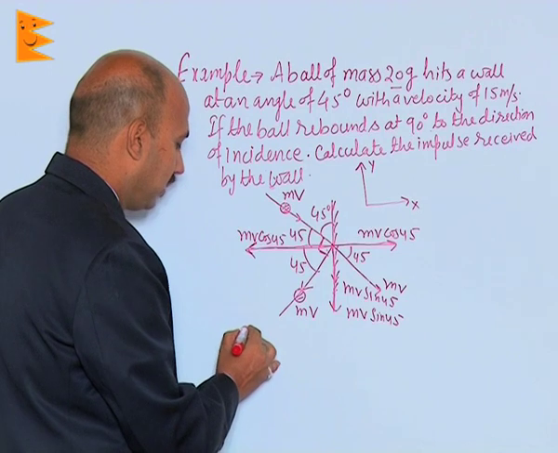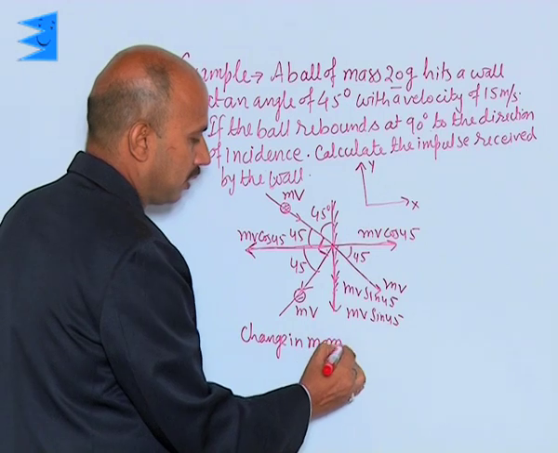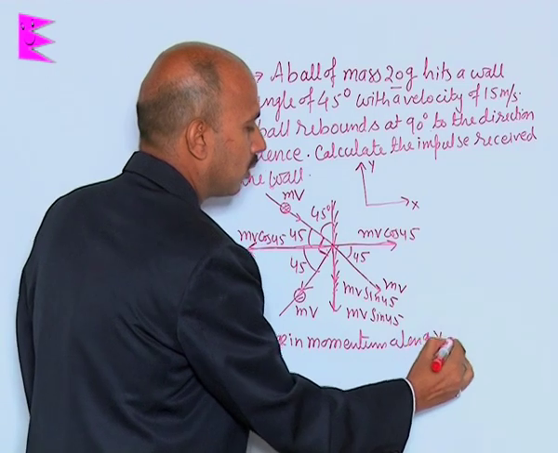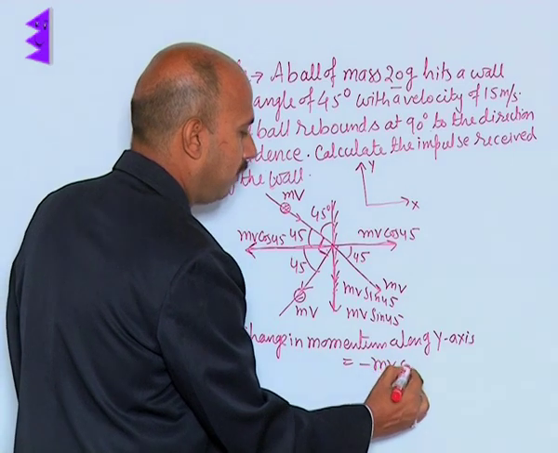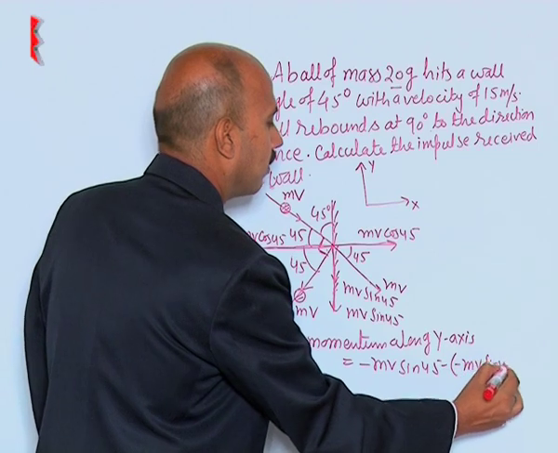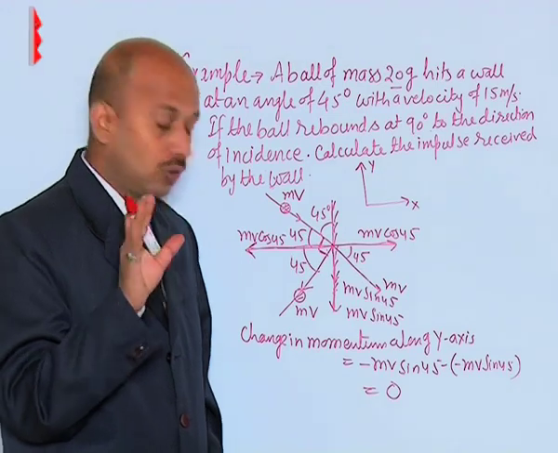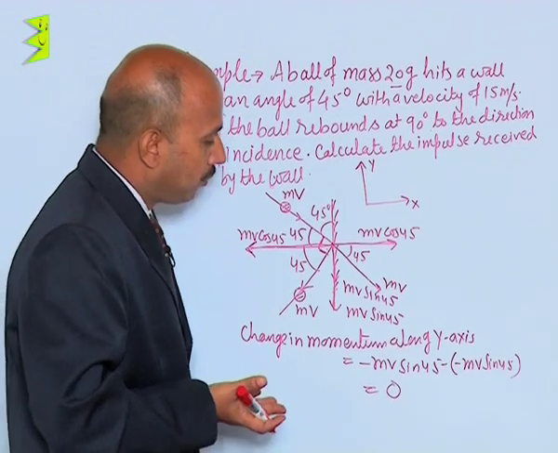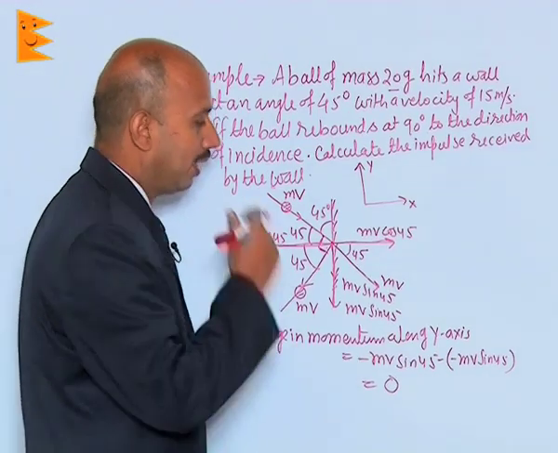So, we can take the change in momentum along y axis. We can write minus mv sin 45 minus mv sin 45, that is equal to 0. It means there is a change in momentum along the y axis, but it is equal to 0. If the rate of change of momentum is 0, that means impulse is 0. So, there is no impulse along the y axis.